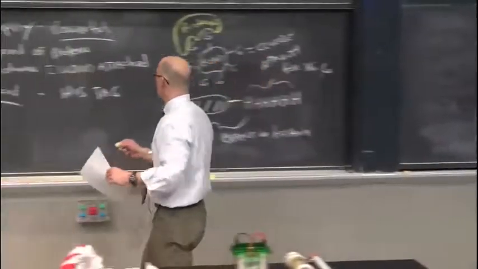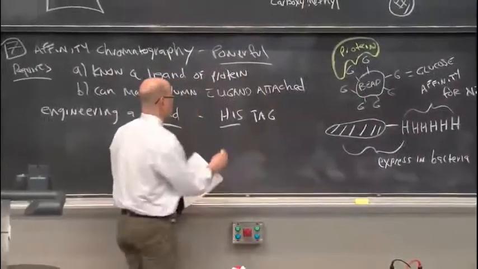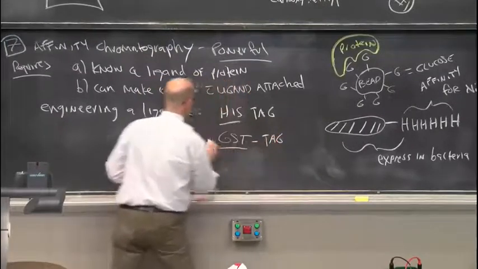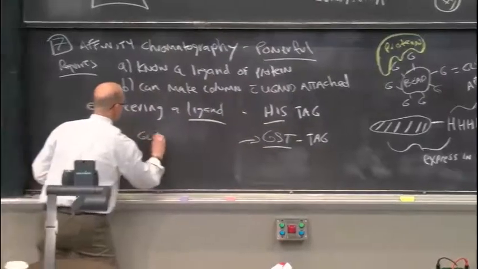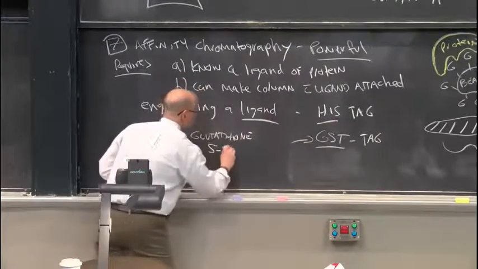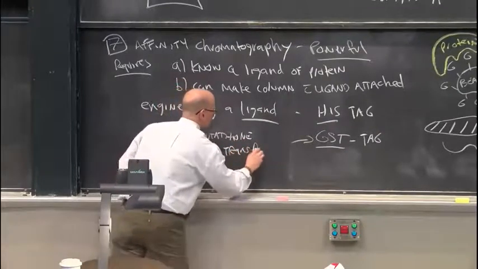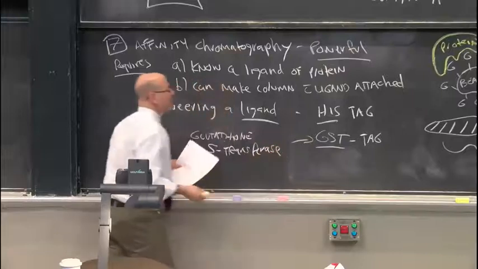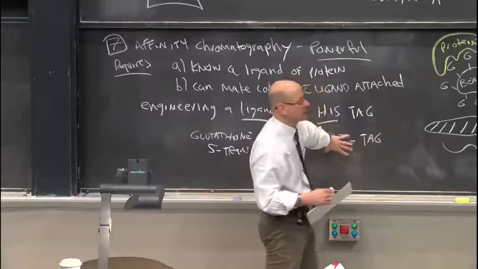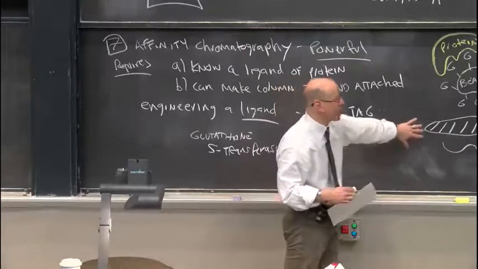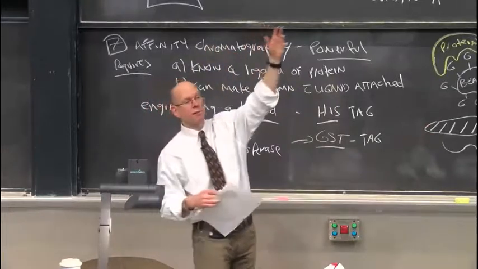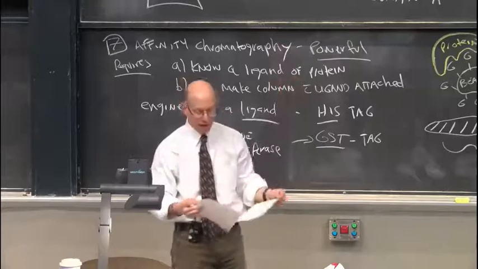Anybody know another kind of tag? Who's ever heard of GST? GST stands for glutathione S-transferase. This is a small protein, well, not so small, about 26,000 Daltons, that I could stick on the end of my protein, and now my protein will bind to glutathione. So I could make a column with glutathione on it, and my protein would stick to glutathione.